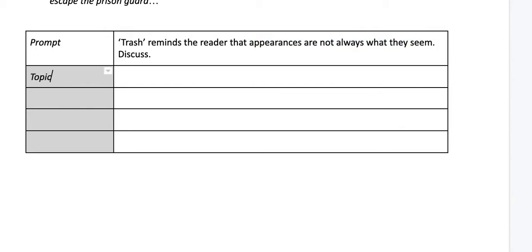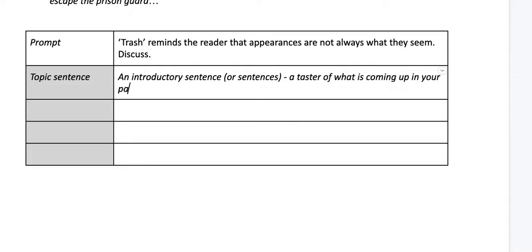So T stands for topic sentence, which is just a fancy way of saying an introductory sentence or sentences about what you, or like a taster, I guess, a taster of what is coming up in your paragraph. Yeah, so you need some kind of opening sentence here.